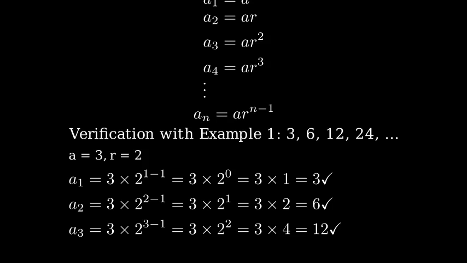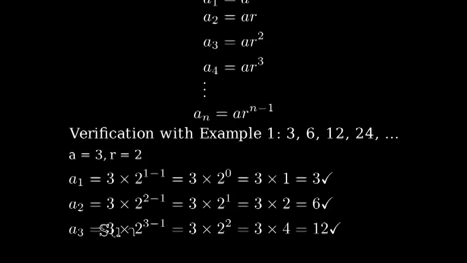The second term, a sub 2, equals 6, which is equal to 3 times 2 to the power of 2 minus 1, equals 3 times 2 to the power of 1, is equal to 3 times 2, equals 6. The third term, a sub 3, equals 12, which equals 3 times 2 to the power of 3 minus 1, equals 3 times 2 squared, is equal to 3 times 4, equals 12. This confirms our formula.